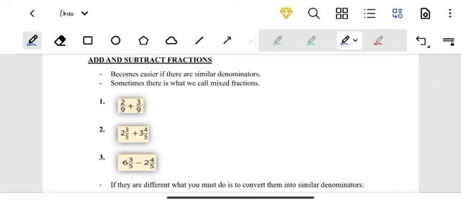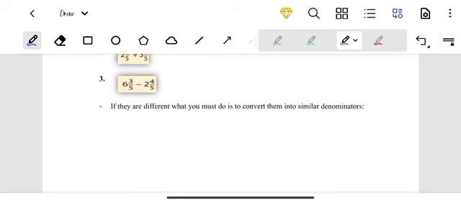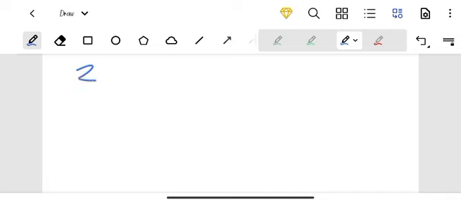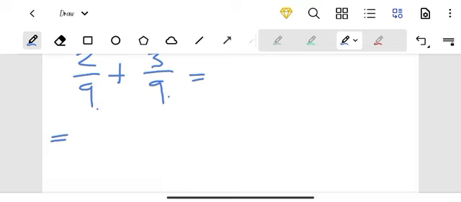Okay, let's work out number one. We have 2 over 9 plus 3 over 9. So we can see that we have two similar denominators. So we can simply say this is equal to, okay, let me write it like this. So this is equal to us saying that over 9.